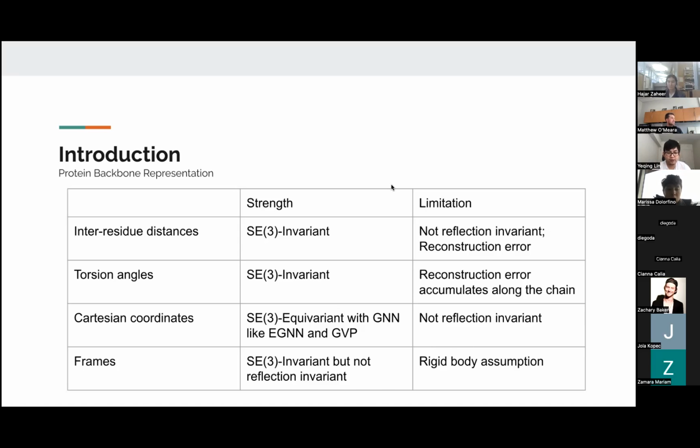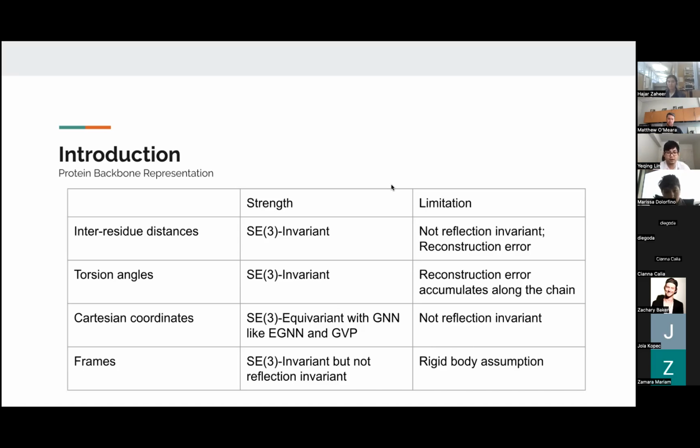The next representation is the torsion angle, which means that you represent it as the psi, phi, theta along the backbone chain. This is also SE3 invariant. The issue is that the reconstruction error accumulates along the chain. Suppose you're able to predict the torsion angles along the chain, and you make a minor mistake at the beginning. The error accumulates, and the final structure may be completely different from what you're trying to predict, just because of the small initial error.